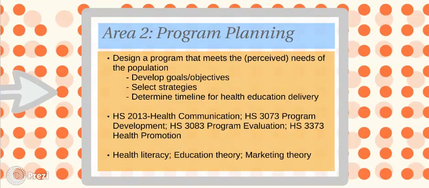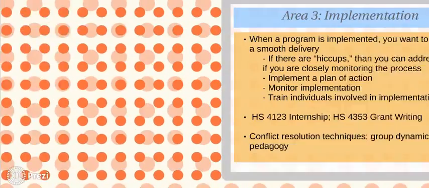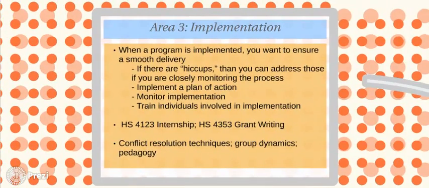Okay, now moving on to Area 3. So you can see this is very sequential. We've talked about assessment, and then from there to program planning, and now we're at implementation. So that means that once you've developed your program, you understand your target audience and how to best reach them and work with them on improving their health, you're going to move into implementation.